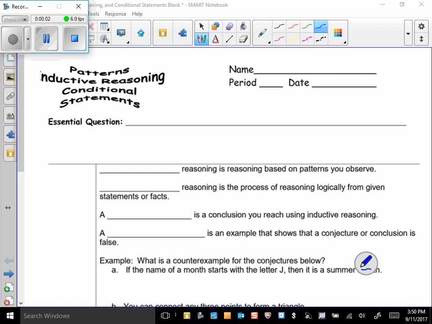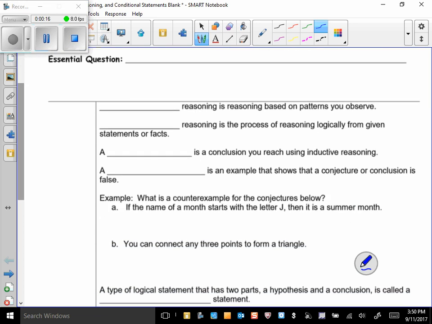Today we're starting Unit 2, and our first lesson covers the first two sections in our textbook: patterns, inductive reasoning, and then the second section is conditional statements. So we'll start off by talking about two types of reasoning. If we reason based on patterns that we observe, that's known as inductive reasoning, based on patterns.